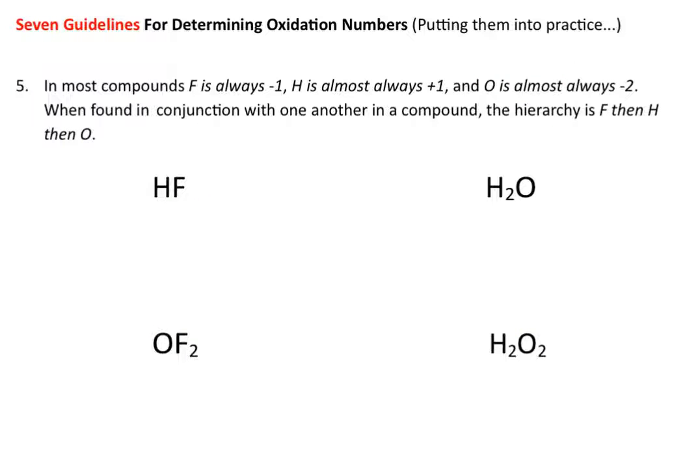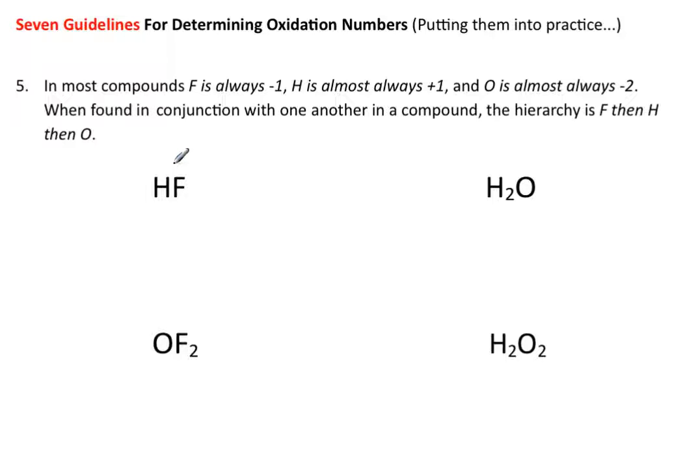All right. Guideline 5 applies to 3 specific elements here. So in most compounds, fluorine is always -1. And again, it should make sense. It's highly electronegative. There's nothing that will be able to pull an electron from it. So it makes sense it should never have a positive oxidation state. And so fluorine is always -1.